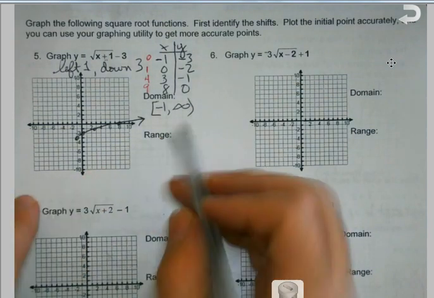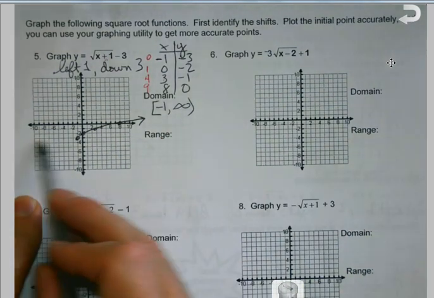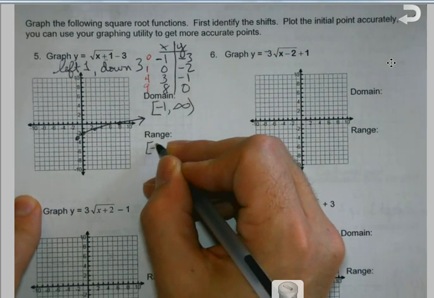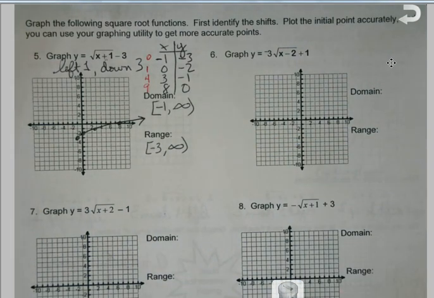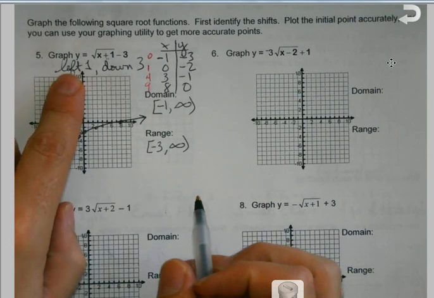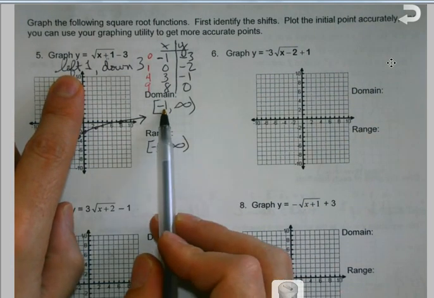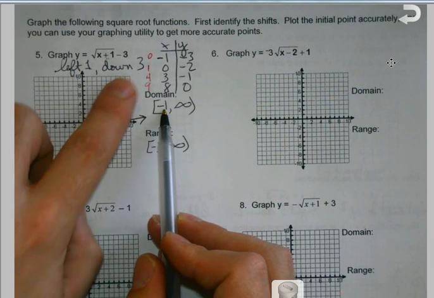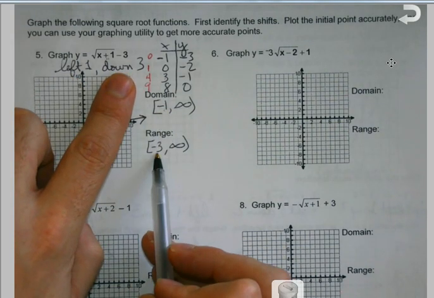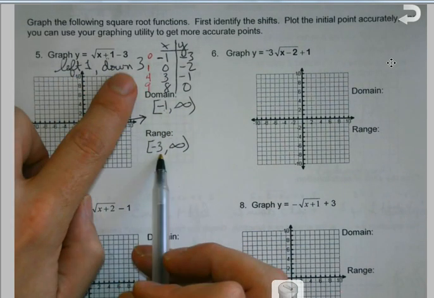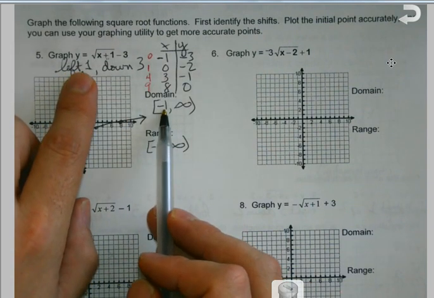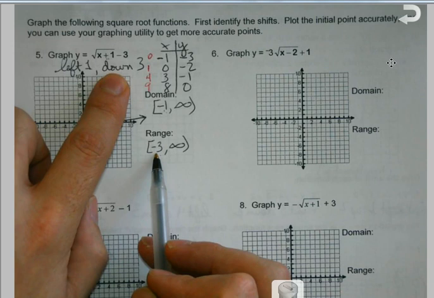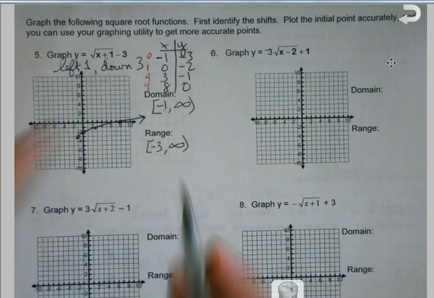Okay, what about my range? What's my lowest value? -3. Look back at your shifts. Normally, if it's our mother graph, it's 0 to infinity, 0 to infinity. I shifted left 1. My domain shifted left 1. I went down 3. My range went down 3. There's a direct relationship with these. Anything you move left or right is going to move your domain that much. Anything you move up or down is going to move your range that much. Okay, so they go together.